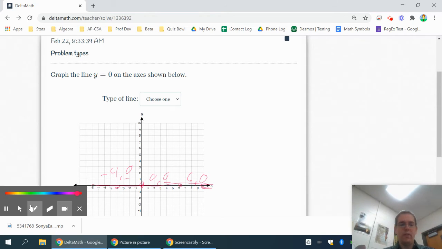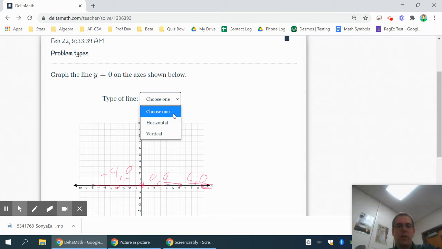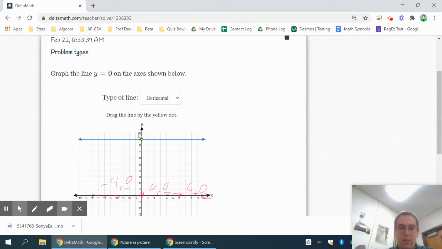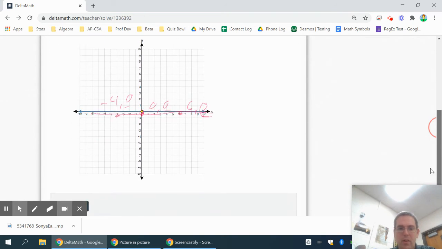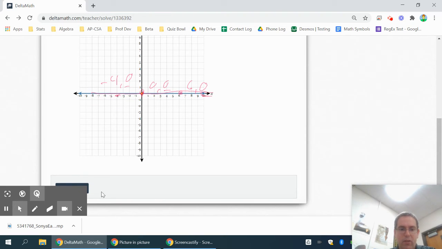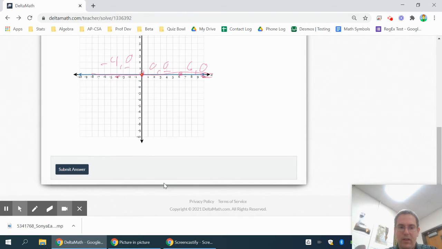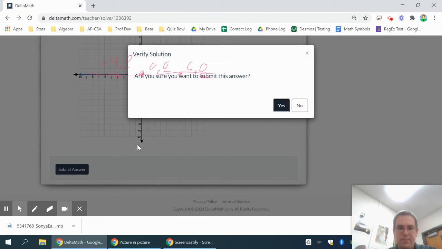So to do one like this, you have to say, okay, I'm going to have a horizontal line. It's a flat line. You can think about the horizon in a painting, and then you can drag the line so that it comes to the point y equals 0. You do have to get it close, but it doesn't have to be perfect, but get it as close as you can. Submit your answer, and it should take that as correct.